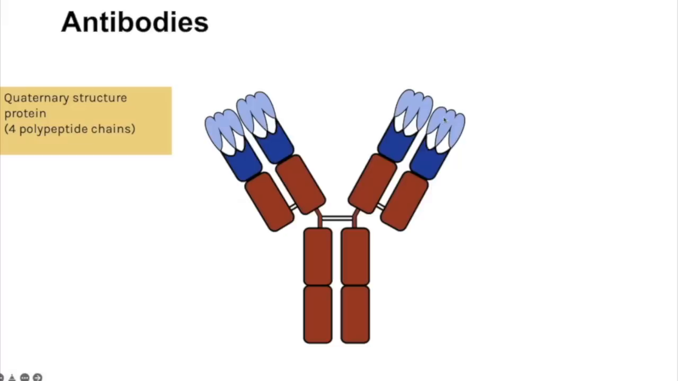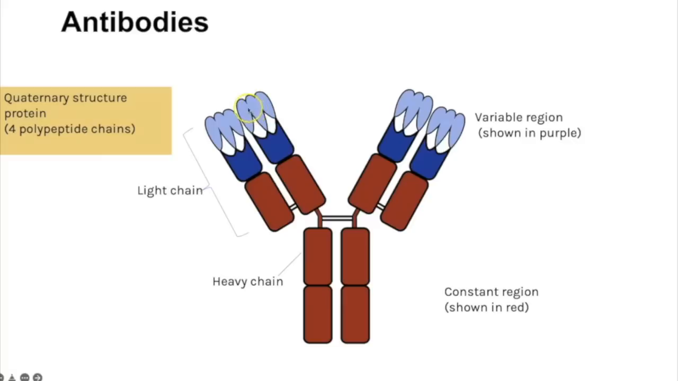So if we look a bit more at antibodies, antibodies are an example of quaternary structured proteins because they're made up of 4 polypeptide chains. The part shown in purple is described as the variable region, and that is where you would have the part of your antibody that binds onto particular shaped antigens. The part in red is constant, so it would be the same for different antibodies.